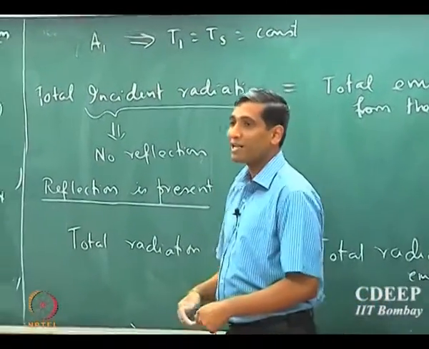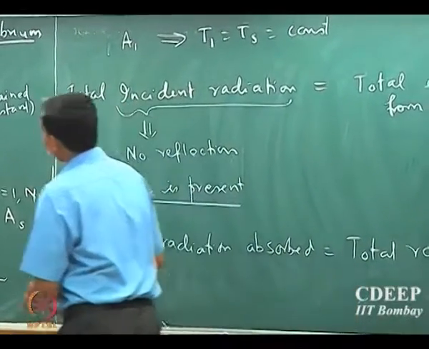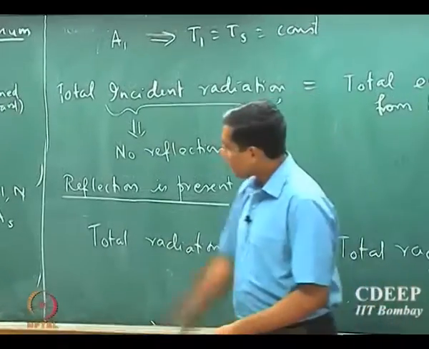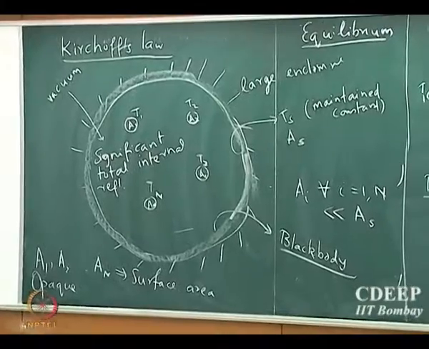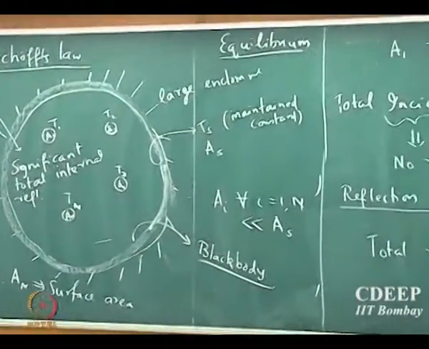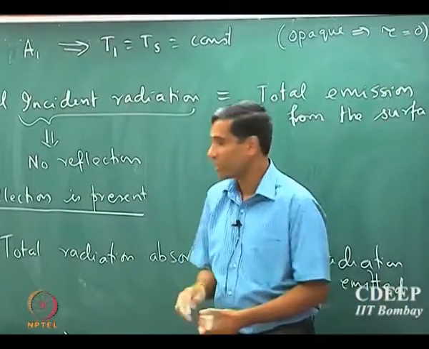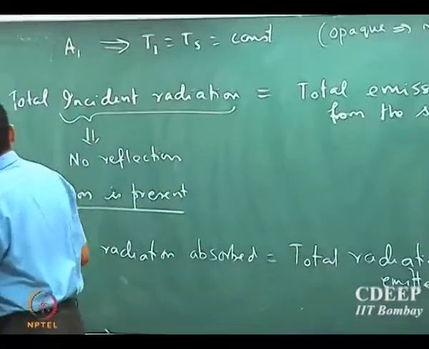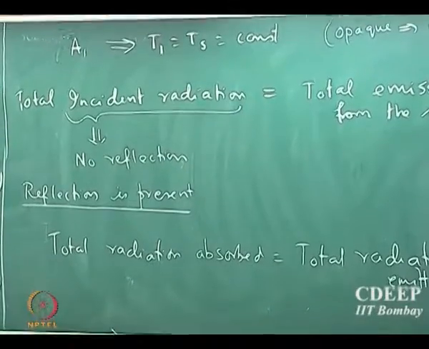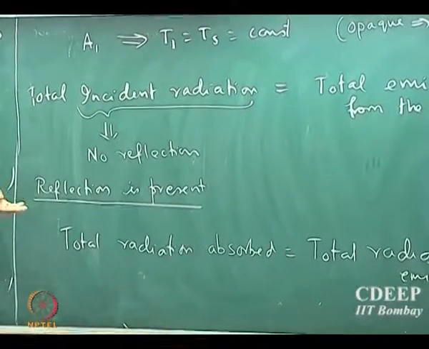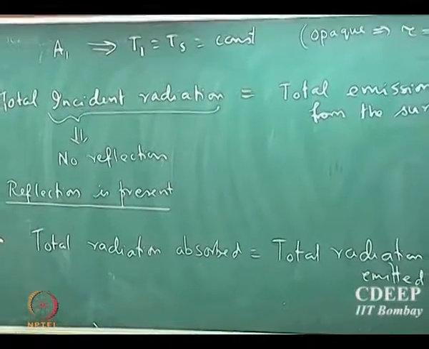So let us assume for now that it's an opaque object, without loss of generality. Let us assume that these objects are opaque, which means that tau is 0. So now we can write an energy balance. I'm going to erase this. Let us assume that in general reflection is present. So what will be the total radiation that is absorbed if reflection is also present?